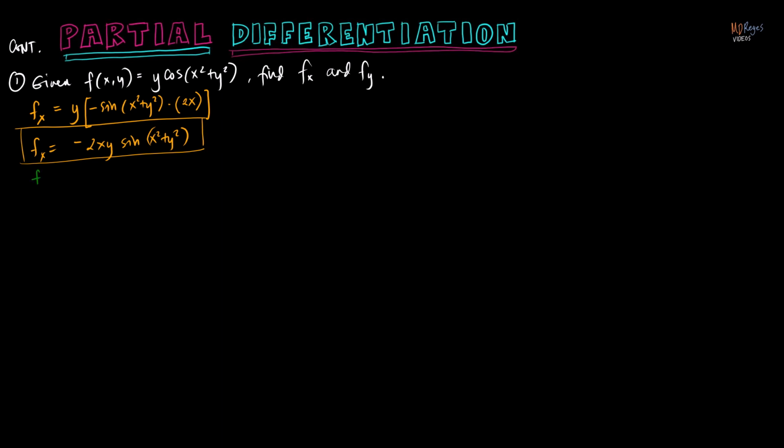And for the partial derivative of f with respect to y, we'll take x as a constant. So this will be a product of y and cosine of x squared plus y squared. Right? So in the product rule, this is u, and then this is v. So product rule. So it's y times the derivative of cosine of x squared plus y squared.